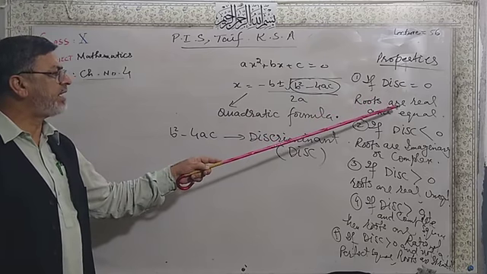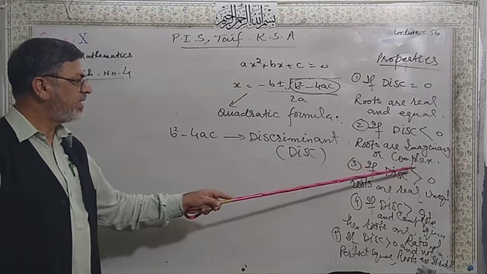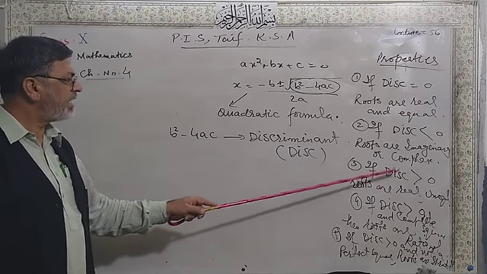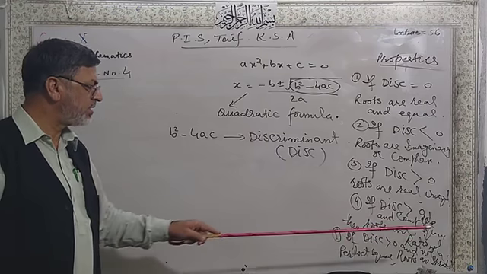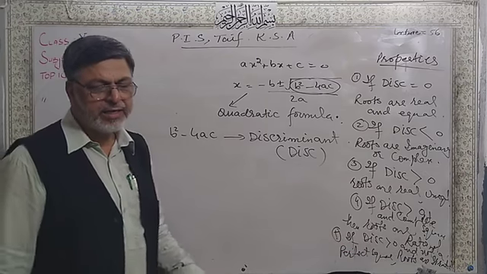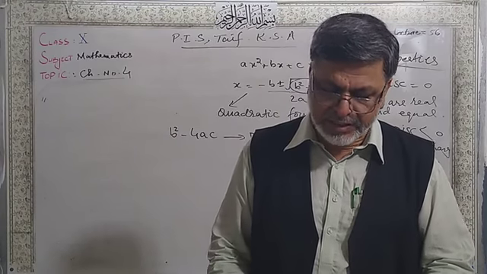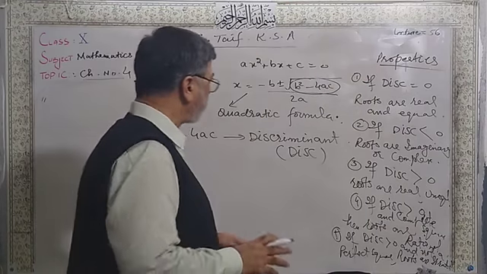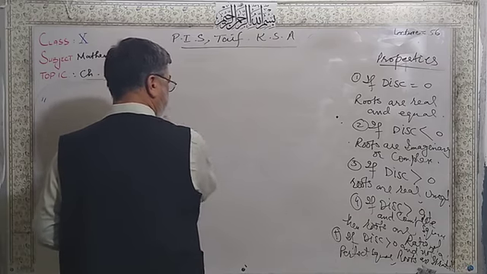Disc is 0, roots are real and equal. Disc is less than 0, roots are imaginary or complex. Disc is greater than 0, roots are real, unequal, distinct. Disc is greater than 0 and a perfect square, then roots are rational. And if disc is greater than 0 and not a perfect square, roots are irrational. Dear students, this is the nature of the roots which we can check from these equations. Now we are able to start our next exercise.